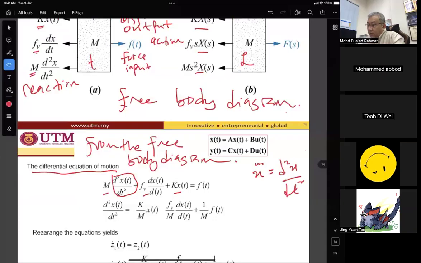So therefore, we already find it here. Okay, so we make this x double dot the subject of the equation and bring m to the right. Okay, bring m to the right, so it will become minus k over m x(t) minus fv over m x dot(t) plus 1 over m f(t). So in your notes, you have to insert the minus. Okay, the minus was lost during conversion from the PowerPoint to the PDF.